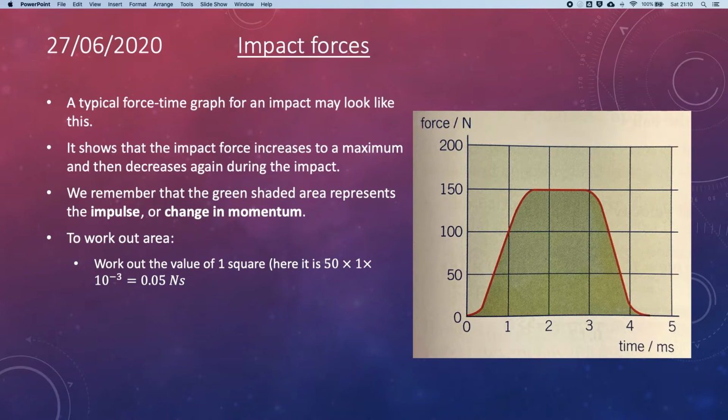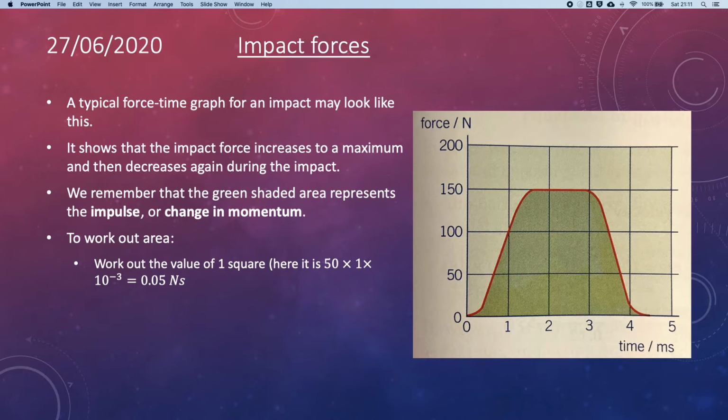If it was a sensible shape, like a square or a triangle, you could use a formula, like base times height, or for a triangle, half times base times height. That's not a sensible shape, so we have to estimate. To work out that area as an estimate, we would work out the value of 1 square. In this example, up and down, 1 square is worth 50. It goes from 0 to 50. And then sideways, it goes from 0 to 1 milliseconds. So it's 50 times 1 times 10 to the minus 3, giving us 0.05 newton seconds for each square.